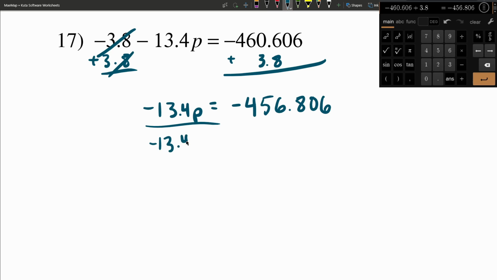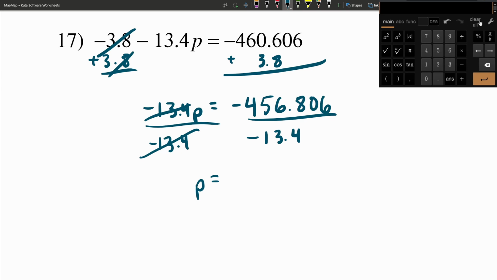So from here, all I need to do is divide by what p is multiplied by, which is that negative 13.4. And when I do so on both sides of my equation, negative 13.4 divided by negative 13.4 is a positive 1. So I'll get 1 times p, which is equal to p. And then that's equal to my right-hand side, which, moving back to our calculator, negative 456.806 divided by a negative 13.4 is going to be a positive 34.09.